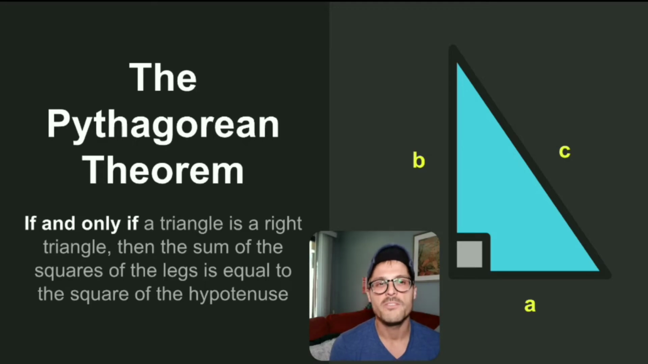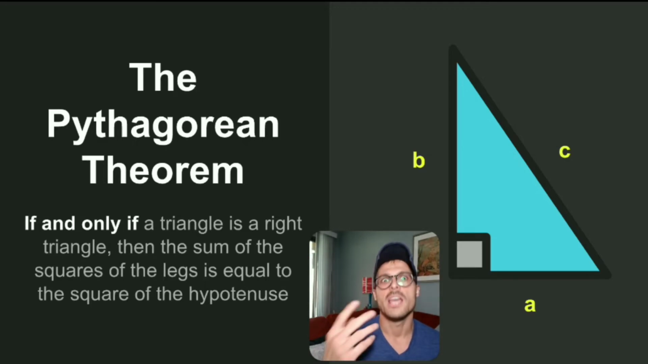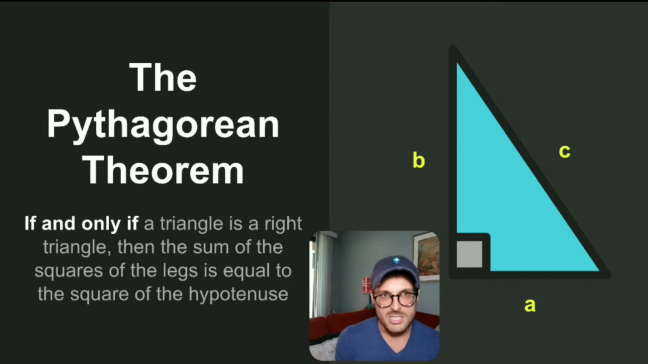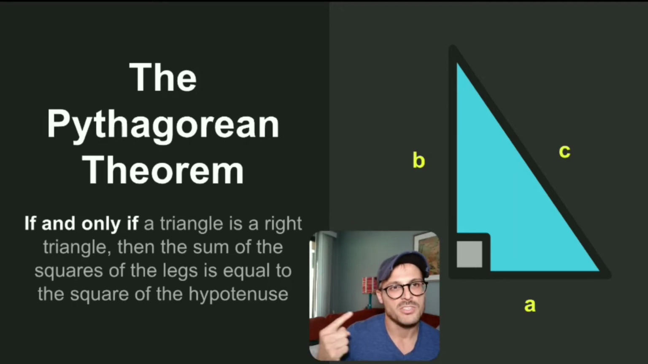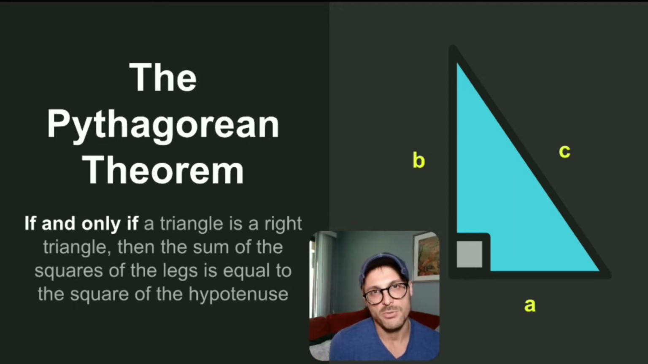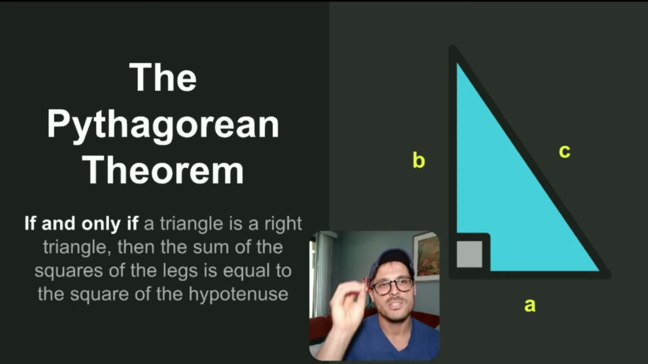When most people think of the Pythagorean theorem, they remember a squared plus b squared equals c squared, but it means something more than that. We're talking specifically about these two legs. When we square their lengths and add them together, we should get the square of the hypotenuse. There are words and meanings that go along with that equation.